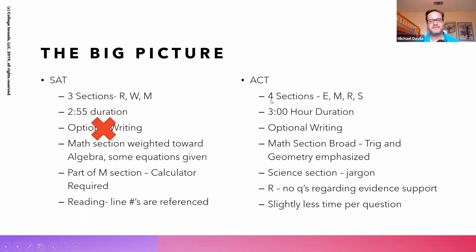On the ACT side of the house, there's 4 sections, not 3. You've got an English, a math, a reading, and a science section. So that's the biggest difference in terms of structure between these two tests, is that the ACT has the science section. But down here, you're going to notice that the science section is a lot of jargon. There's a lot of graphs. It's not, hey, calculate molarity of this one particular solvent or anything like that. They can't do that on a paper-based exam. So there is a lot of interpretation of graphs in the science section.